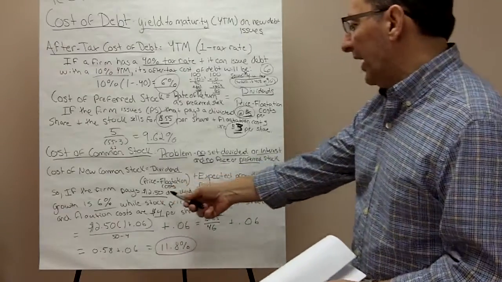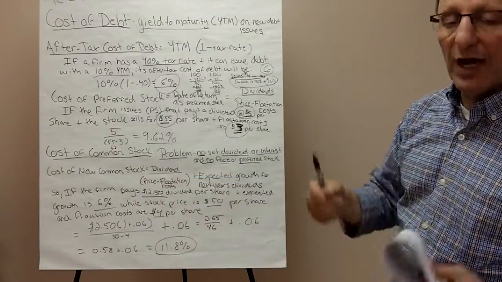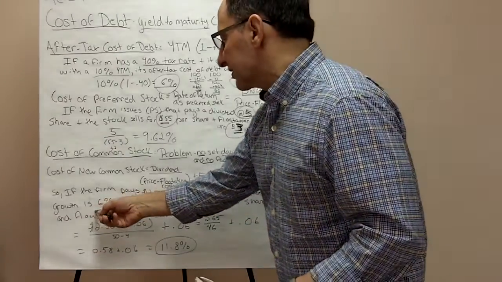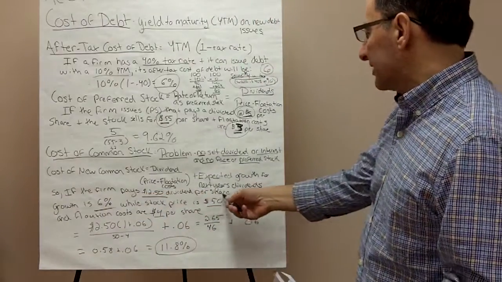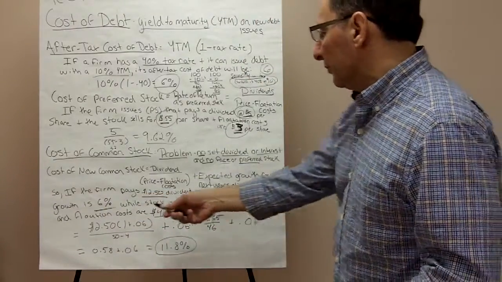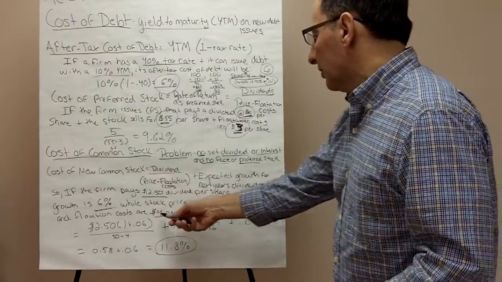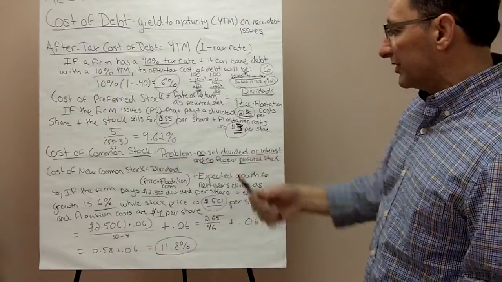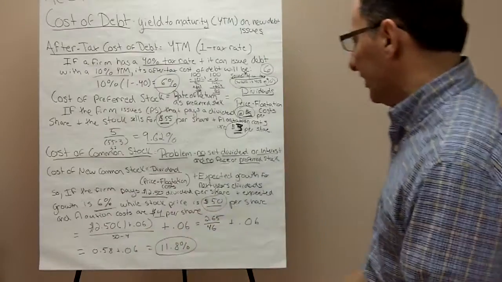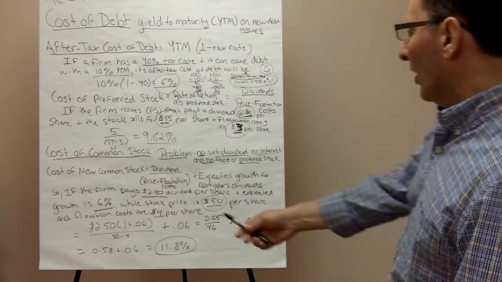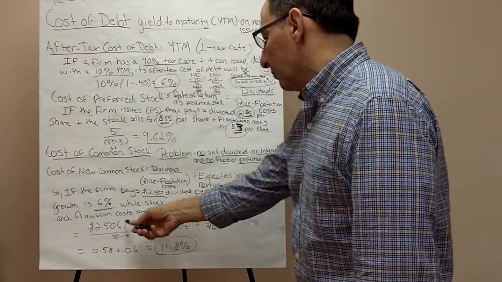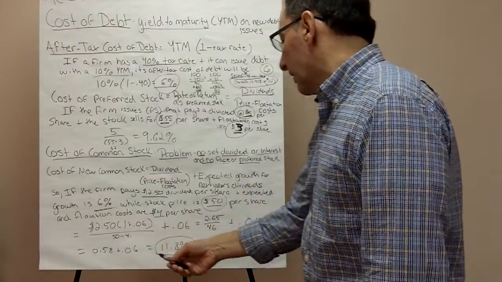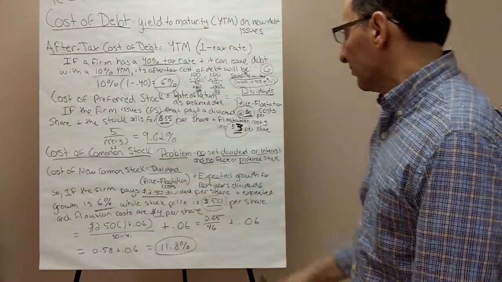So if the firm pays a $12.50 dividend on its common stock per share, and expected growth is 6%, while the stock price is at $50 per share, and flotation costs are $4 per share, what's the return? What's the cost of this capital, of this new stock? Well, we take the $12.50 and multiply by 1 plus the 6%, 1.06, and divide it by the cost of the stock minus the flotation cost. And then add the 6% growth rate.